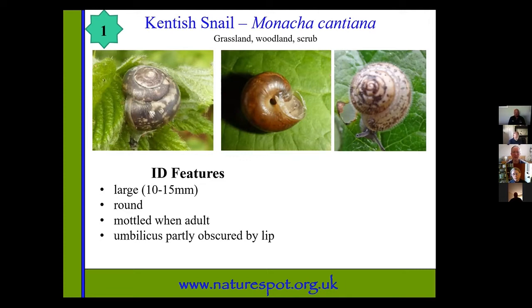It's a relatively large snail, by which I mean 10 to 15 mil. There are one or two larger ones and a lot smaller ones. It's relatively round, but crucially, it has this mottled appearance, particularly when it's an adult. Although there are other snails that could be mottled when they're juveniles, there are none of this size that are mottled. Also, if you look at the umbilicus, the hole in the middle, you'll see it's just partially obscured by the lip of the mouth. That's another feature to look at if you're not sure.